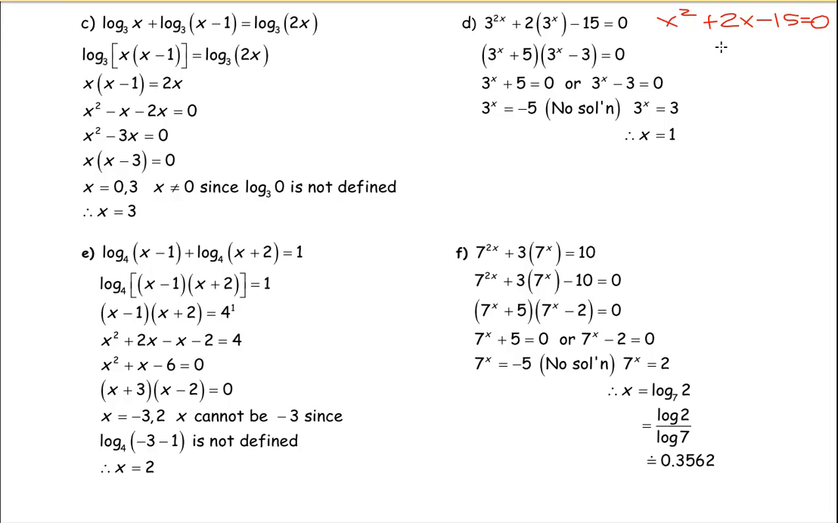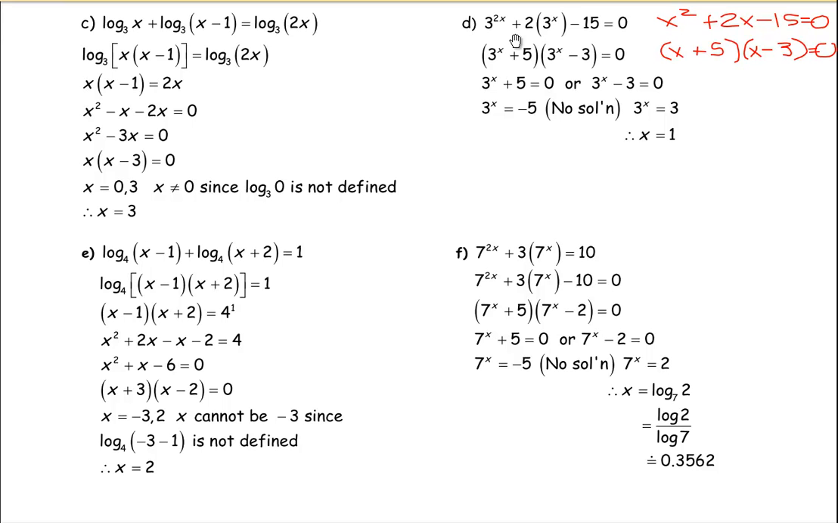If you're going to factor that, you want to find two numbers that add to 2, multiply to negative 15, which would be 5 and negative 3, and so we would write x plus 5 and x minus 3. And I could set each of those to 0 and solve for x.